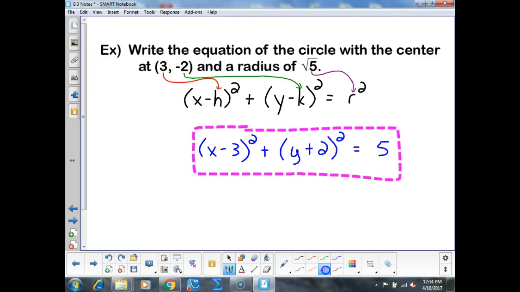Wait, so when we're writing the equation, you don't have to write the squared for the radius? Well, if this is r, then r squared is going to be the square root of 5 squared. You know what I mean? If it was 6 there instead, then it would have been equals 36. Okay. You know what I mean? Okay. Yes?